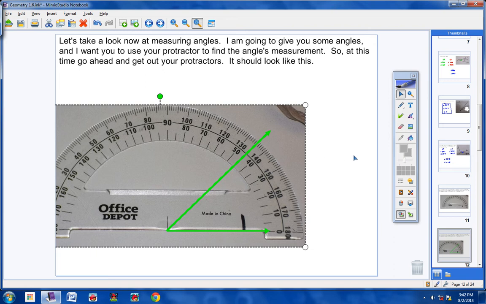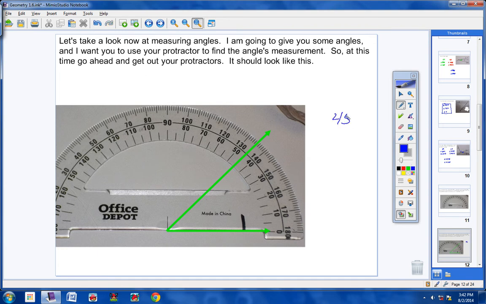Okay, very good. Now, would you please look at these numbers right here? 0, 10, please pay attention. Watch this, students. 0, 10, 20, 30, 40, and then it goes, see the little tick marks here, 41, 42, 43, 44, 45. So my angle is falling right on 45. So I'm going to write that number off to the side.